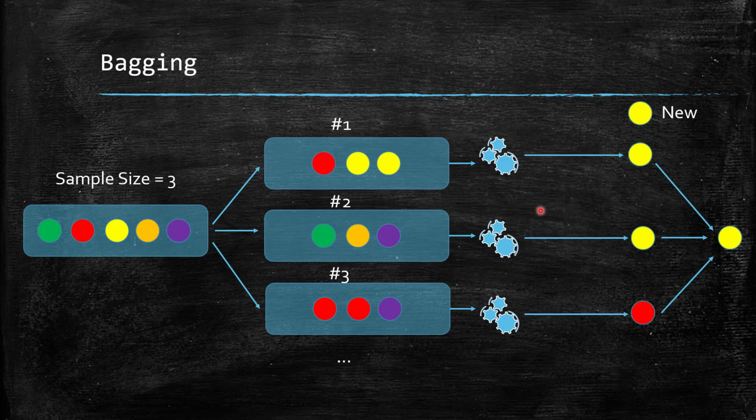Now bagging differs from pasting only in one respect: in pasting, we do the sampling without replacement. There is another concept, if you remember from my bootstrap video, called out-of-bag data points or samples. Whenever we create a training set from the actual training set, the samples we have selected, here the red and yellow one, and the others, like the green one, the orange one and the violet one, are called the out-of-bag samples. You can use these samples to test the individual classifier, so that we get an estimate of how this classifier is performing.